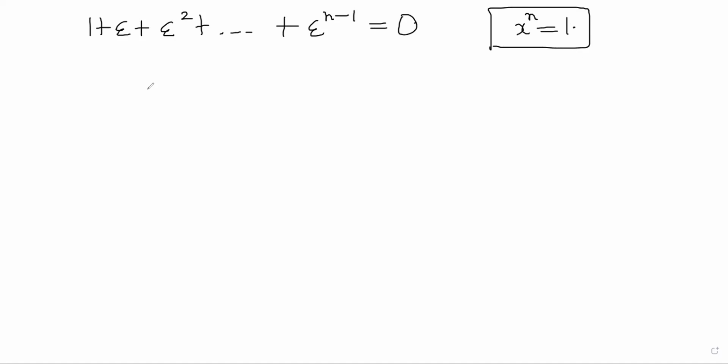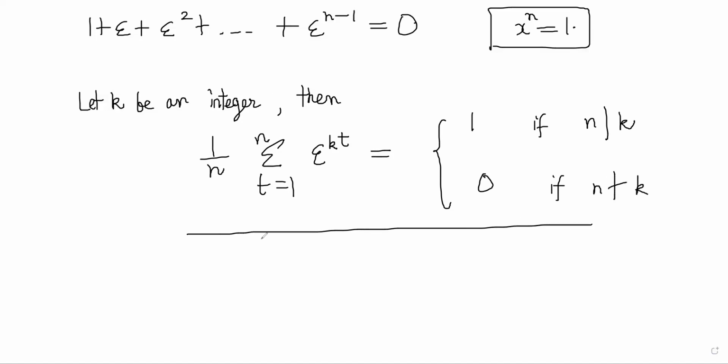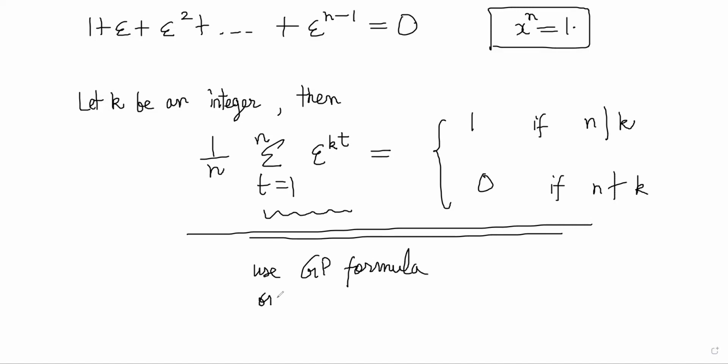Another property that is pretty commonly understood and known is this one. Let k be an integer, then 1 by n summation t goes from 1 to n epsilon power kt is equal to 1 if n divides k and is equal to 0 if n does not divide k. It's a very straightforward proof, so I will leave that to yourself. This is pretty easy. You can use the GP formula here to do it. Use GP formula on the LHS. So that is the hint.